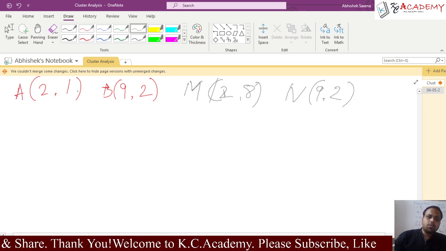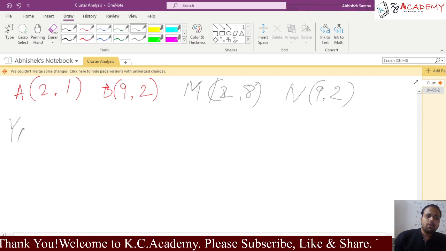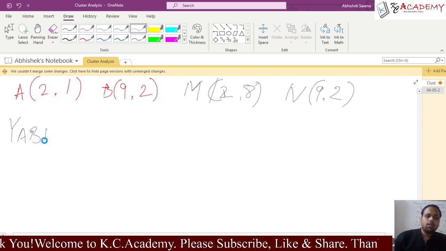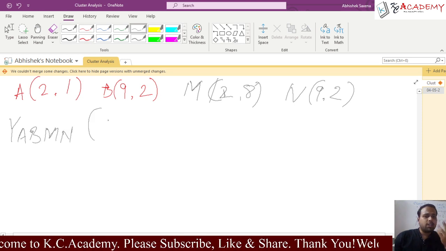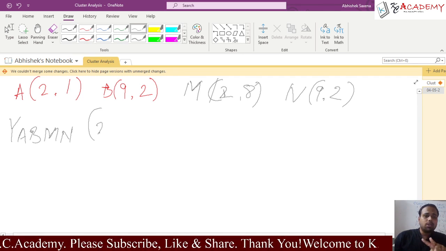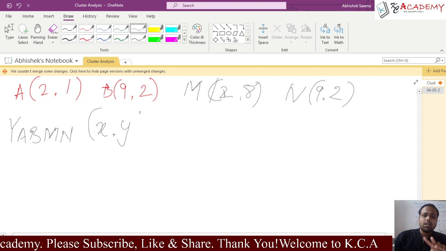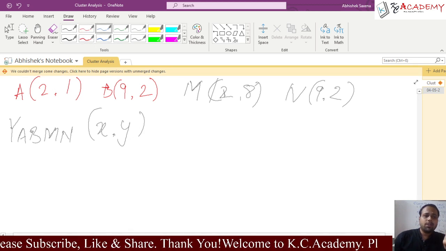Okay, so if you want to find out the centroid here, I will write y a b m n, total all 4 points, but the coordinates will be 2 only. Even though there are 4 points, the centroid will have only 2 values, so the coordinates will always be 2, because we are dealing with 2 axes. So how will you find out the x value?